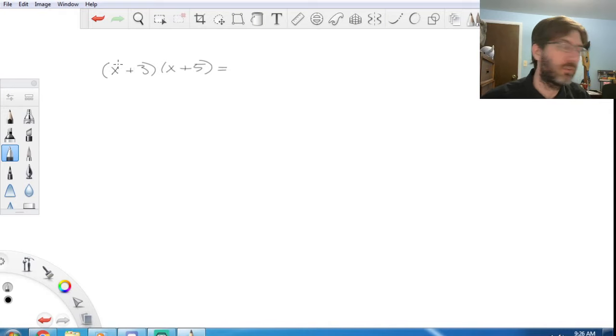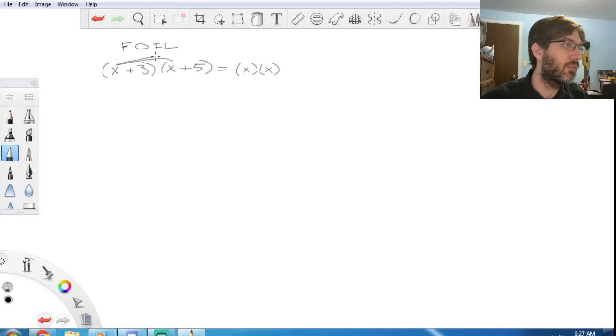So first we're going to do our first. So remember, FOIL: first, outer, inner, last. So first is going to be x times x, but I'm going to write it as x times x. I'm not actually going to solve it out. You should know that that is x squared, though. You should be able to solve that.